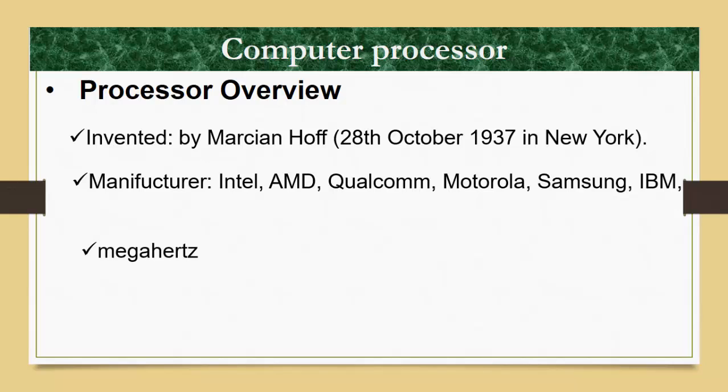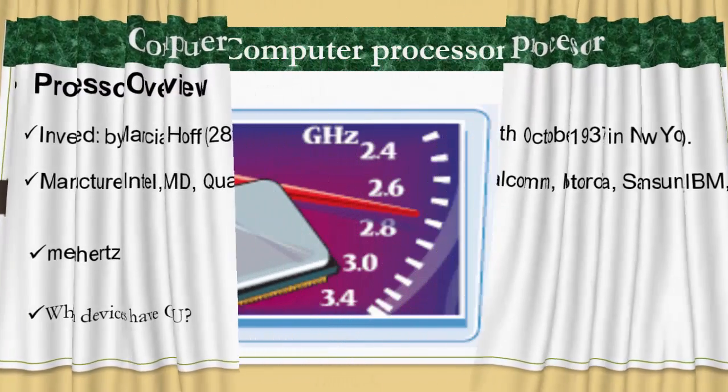Fetching, decoding, executing, and writing back the instructions are the four main primary functions of the processor. Processors are used in mobile phones, laptops, computers, washing machines, etc.